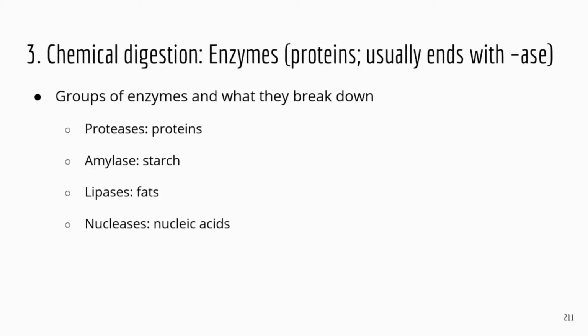Next topic is about chemical digestion. Enzymes are proteins. Not all enzymes, most of the enzymes are proteins. Some of the enzymes are RNAs, but again, the majority of enzymes are proteins. Now, the names of the enzymes usually end with ASE. So if you see a term that ends with ASE, there's a good chance that it's some kind of an enzyme. Right? So for example, enzymes that break down proteins are called proteases.